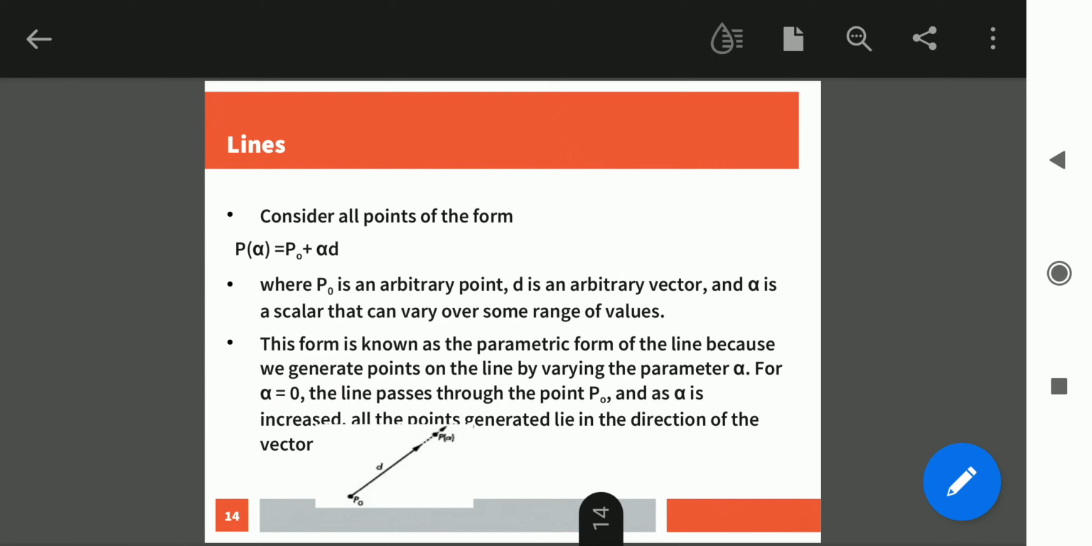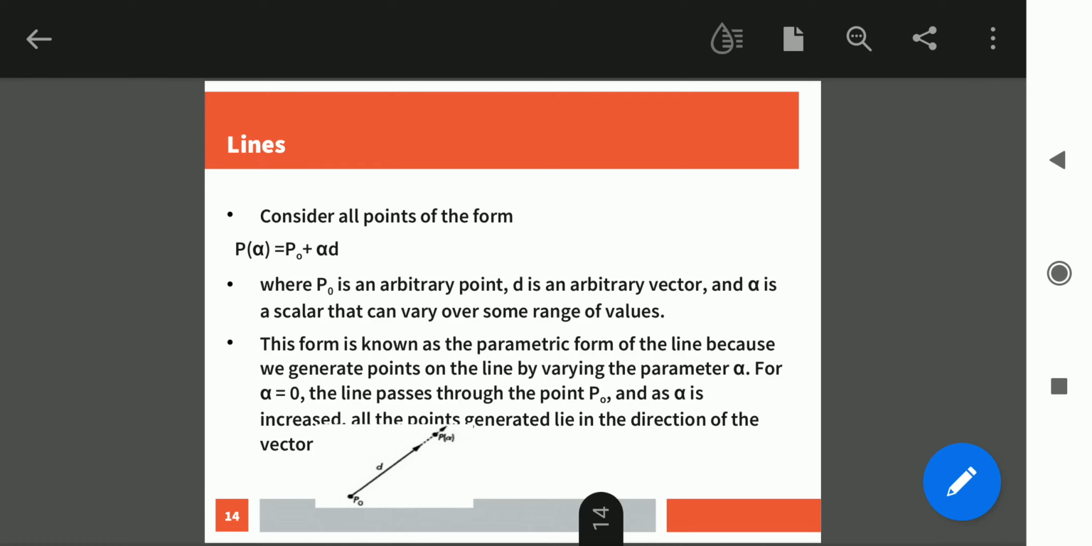So whenever we draw a line segment, that is a vector D, from a point P naught, we are going to get a new point. We are calling that point P of alpha. Then what is the scalar value? The scalar value alpha is 0 at P naught. Whenever we increase the alpha value from 0 to some other value, we are going to get a new point on the vector D. By increasing the value of alpha from 0 to some other value, we are going to get new points on the line segment or on the vector D.